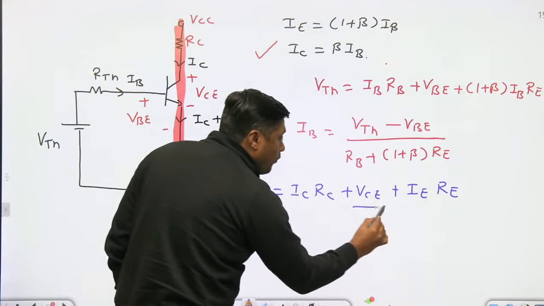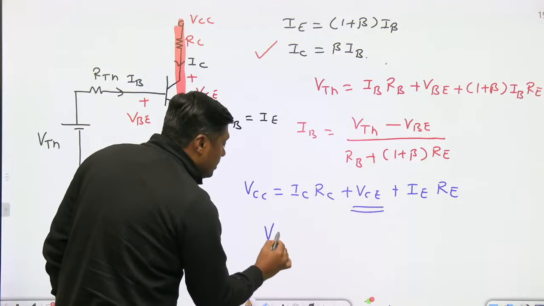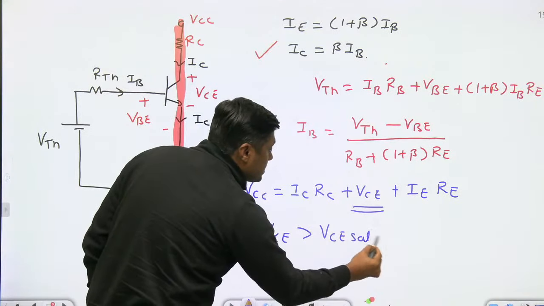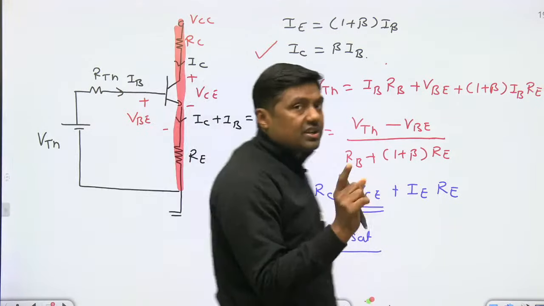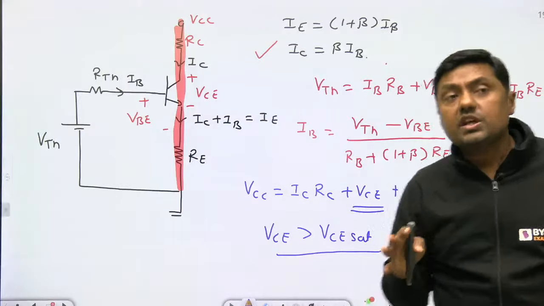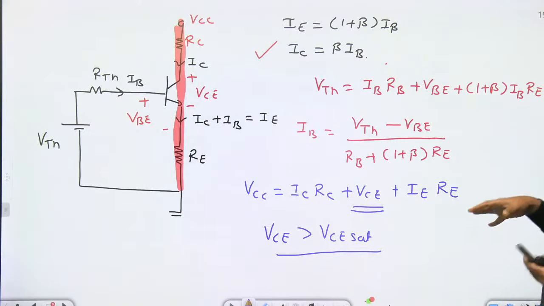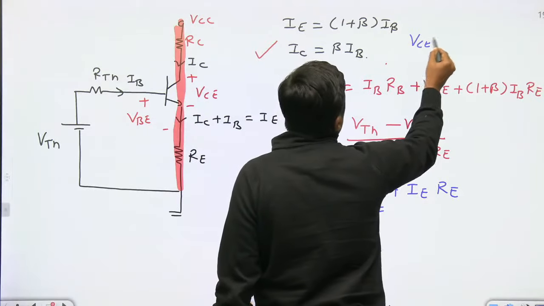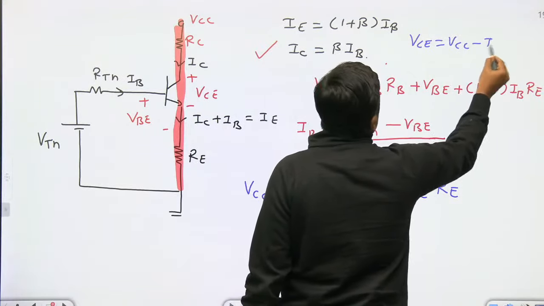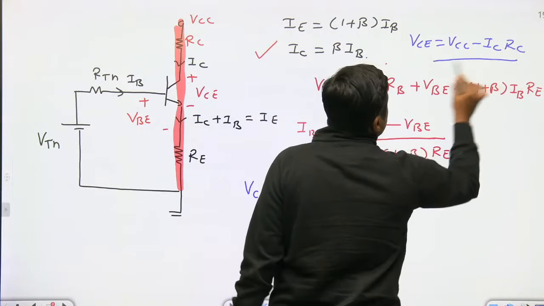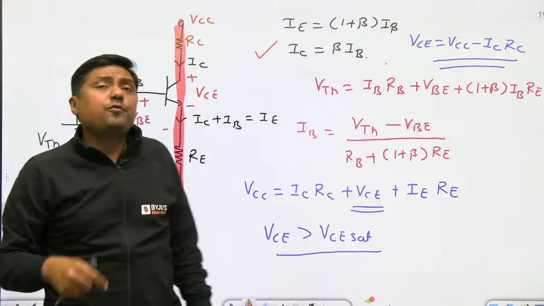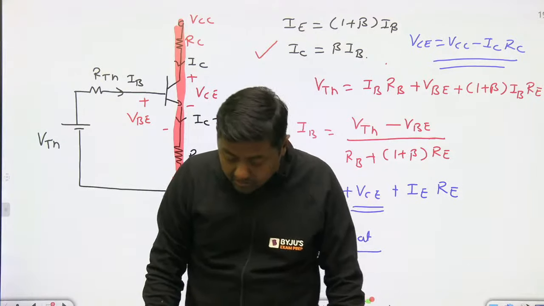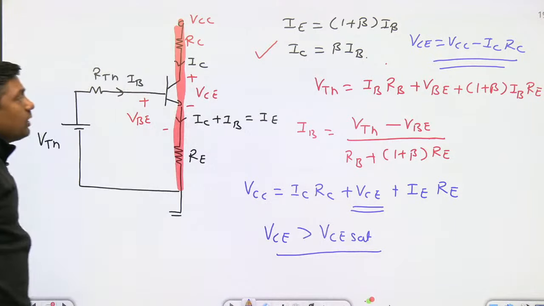Then find the value of what? VCE. And this VCE should be greater than VCE sat. Otherwise, the transistor will be in saturation. So that is the case. Now that is the wrong approach if you are writing VCE is equal to VCC minus IC into RC. This is applicable for what? Fixed bias circuit. That is not applicable for self-biased circuit. Remember that. And that's why be careful about the formula.